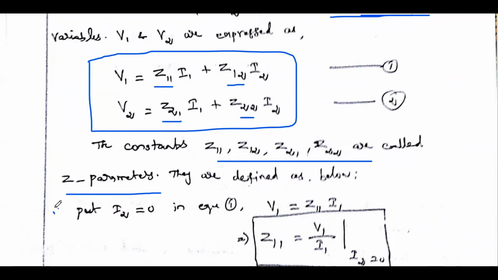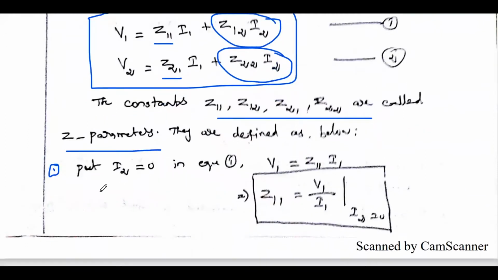In the first case, in order to find Z11 and Z21, we have to make the second term 0. How can we make the second term 0? Here, Z12 and Z22 are constants, so we will not make those 0. What is variable? I2. I2 is a variable, so we can make I2 equal to 0. So in order to find Z11 and Z21, first we put I2 equal to 0. What is I2? I2 is nothing but the output port current.